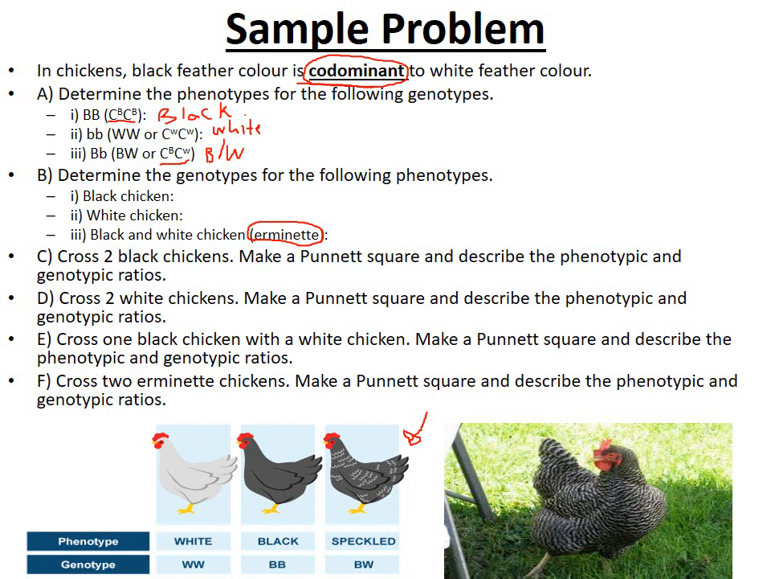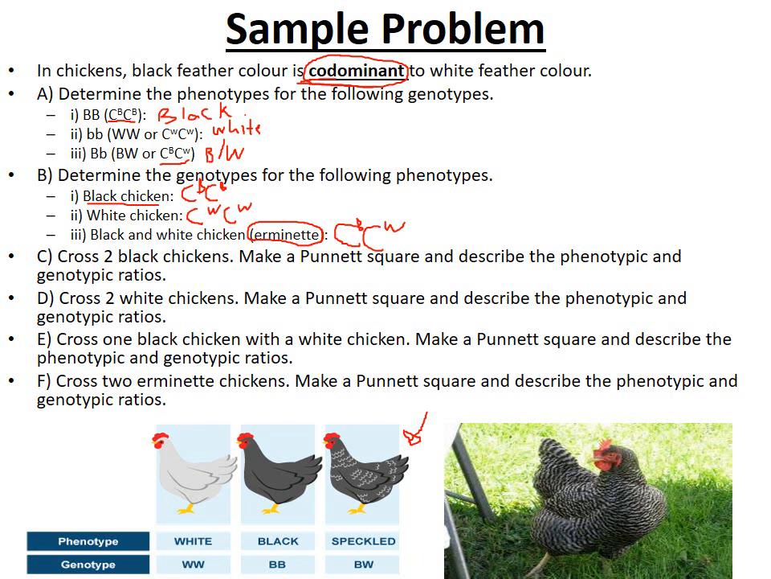So if you had to write down the genotypes for the phenotypes, a black chicken, in the case of co-dominant, has to be CB. And again, it could be a lowercase b. It doesn't really matter if it's uppercase or lowercase in these scenarios. For a white chicken, CW. And for the black and white chicken, you make sure it has two different alleles, CB, CW.